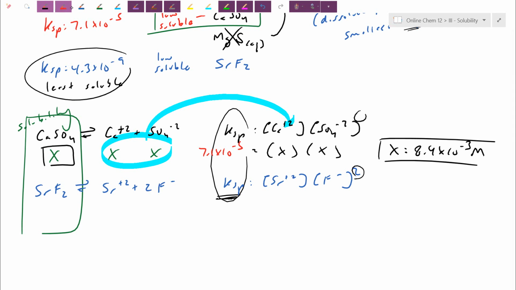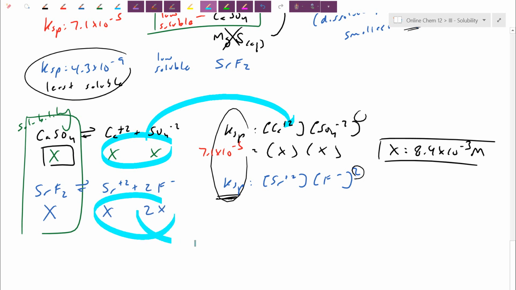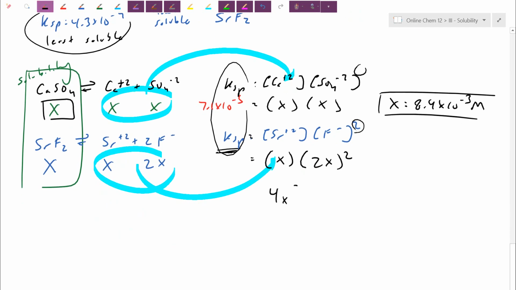What about the other case? Again, I don't know how much dissolves, so just put in x. x and 2x, it follows a mole ratio. Anytime you have these two statements here, you can plug them directly into the Ksp expression. This one is similar to last day. We're going to have an x for strontium and a 2x all squared. That's going to end up becoming 4x cubed equal to the 4.3 number we got from the table, 4.3 times 10 to the negative 7. 4.3e negative 7 divided by 4, then the cube root. The x, how much is actually soluble, is 4.8 times 10 to the negative 3.